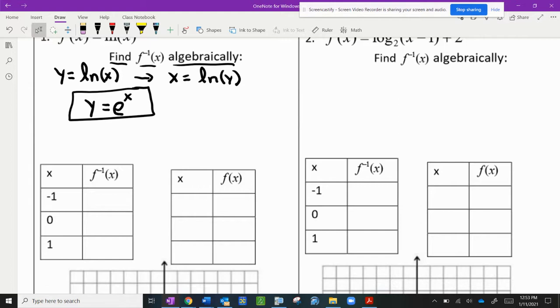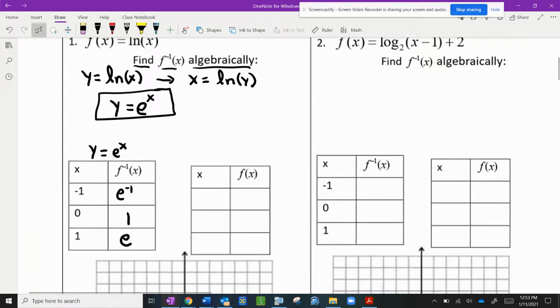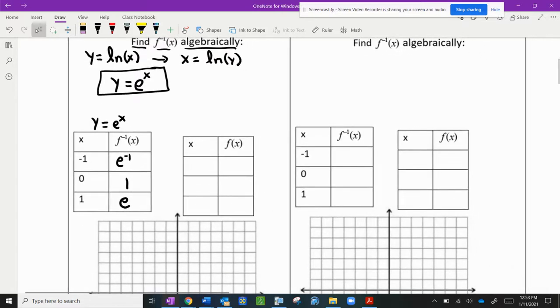And now I'm going to plug some values into this function, which is the inverse. So this is y equals e to the x. If I plug in -1, I get e to the -1. If I plug in 0, I get 1. And if I plug in 1, I just get e. So this is the exponential. Now, if I want to find the log, y equals the natural log, I know since these are inverses, I can take the outputs of the inverse and flip them with the inputs, and now I can graph.